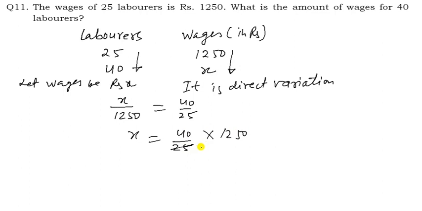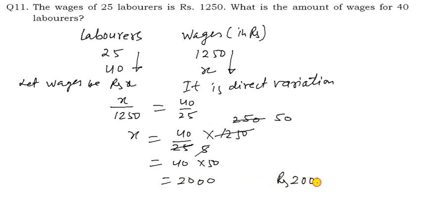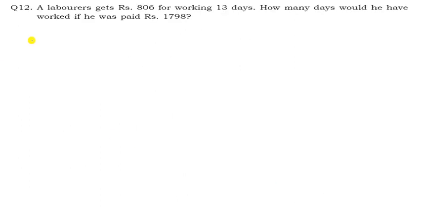Now 5 1ja 5, 5 2 ja 10 and 5 5 ja 25, and 1 0. Now 40 into 50. Now multiply: 5 4 ja 20 and 2 zeros. So that is 2000 rupees. So you can write rupees 2000. That is your answer. Now come to the 12th question.